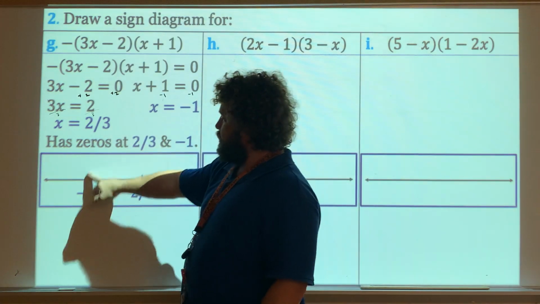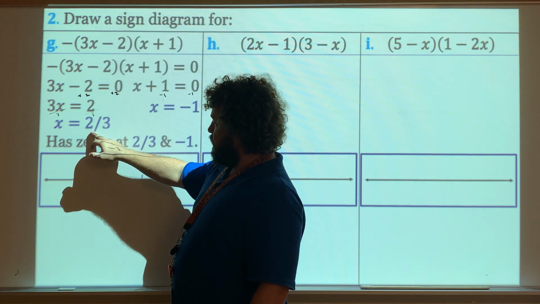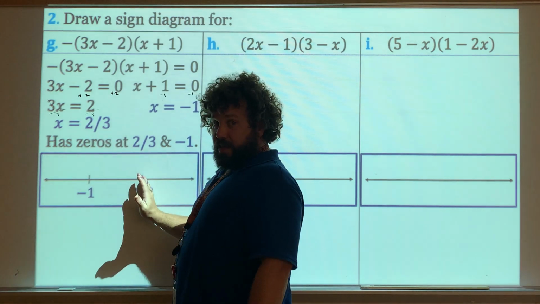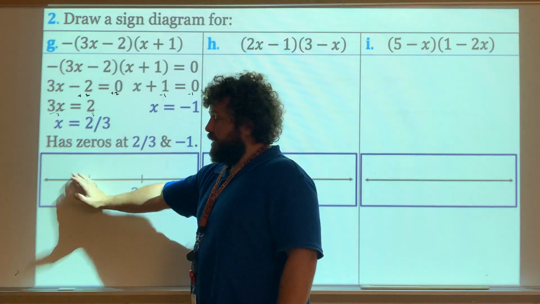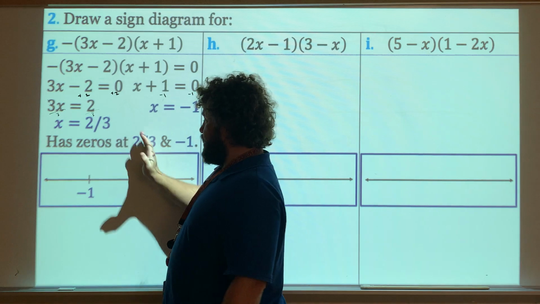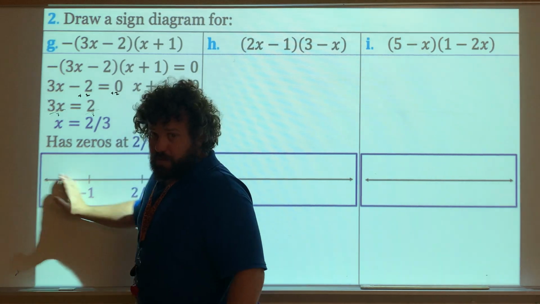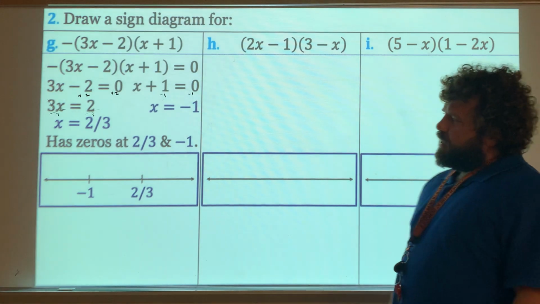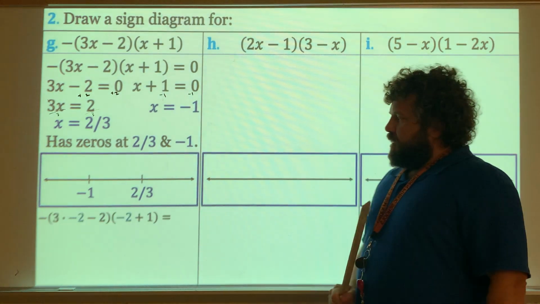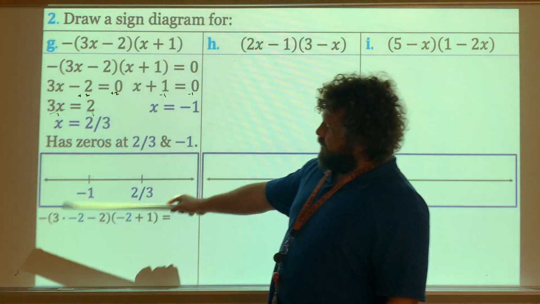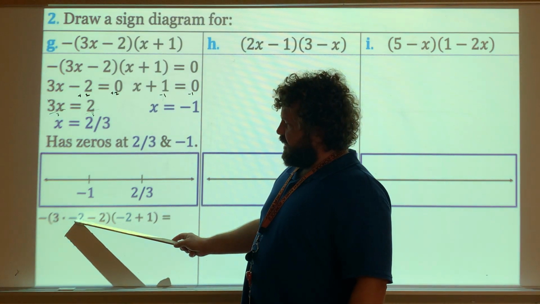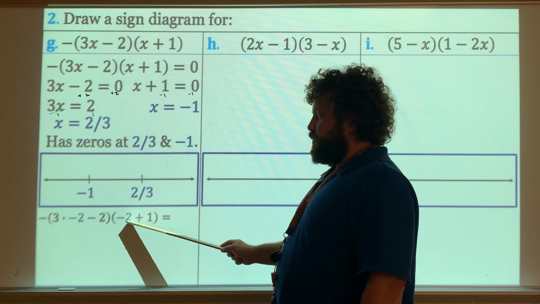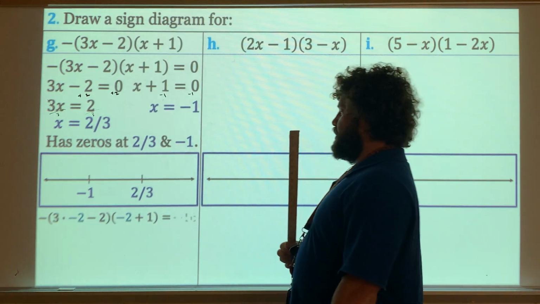Notice the negative 1 comes first, even though I found this answer first, because this is negative, and this answer is less than this answer. This is the biggest mistake made. You always want to put the smallest number leftmost. So, a number less than negative 1 is negative 2. Ready? 3 times negative 2 is negative 6, minus 2 is negative 8. Negative 8 times negative 1 is positive 8, times a negative is negative 8.